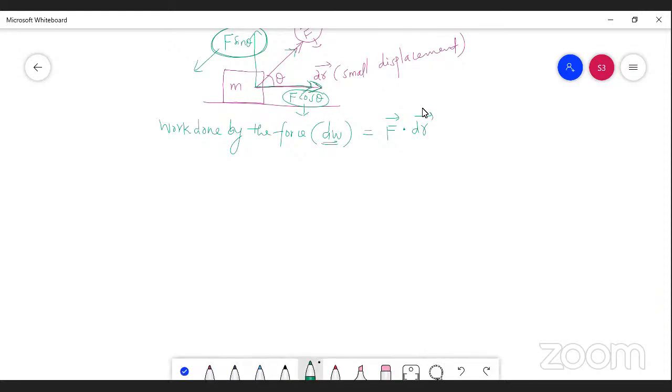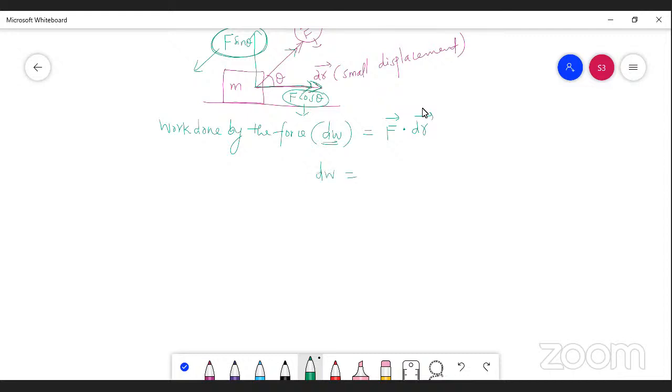See, work done by the force dW is equal to F vector dot dr vector. But in the definition, work done by the force dW is equal to the product of force and displacement. Here, the component of force along the direction of displacement multiplied with displacement. See, that is the definition.